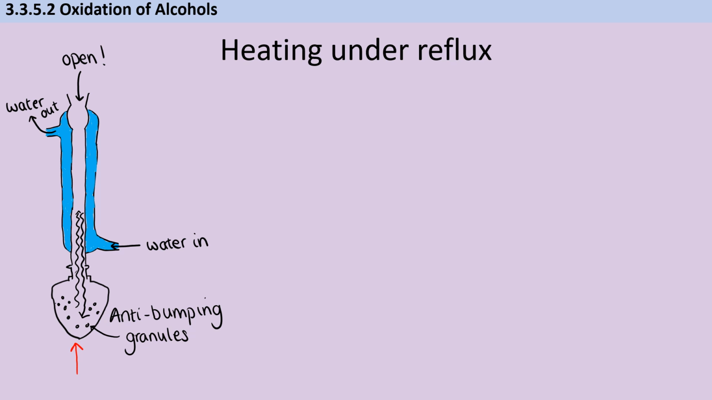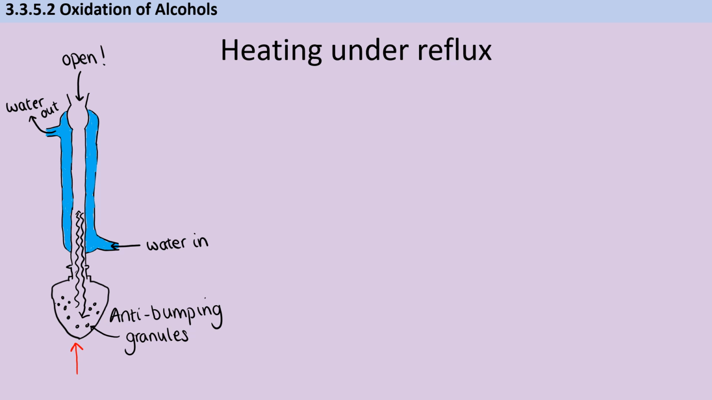So again, we've got water going in at the bottom and out at the top, and that's going to make sure that the condenser is totally full and that therefore things are being cooled as much as they possibly can. And again, we're going to have anti-bumping granules in that flask at the bottom where it's being heated, and that's going to make sure that instead of getting large bubbles that could cause everything to jump up in the flask and into the condenser, we've just got very small bubbles.